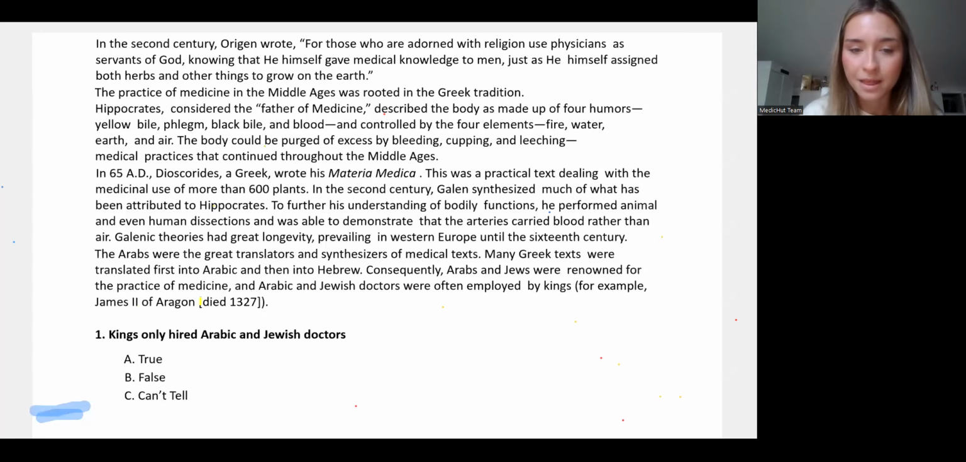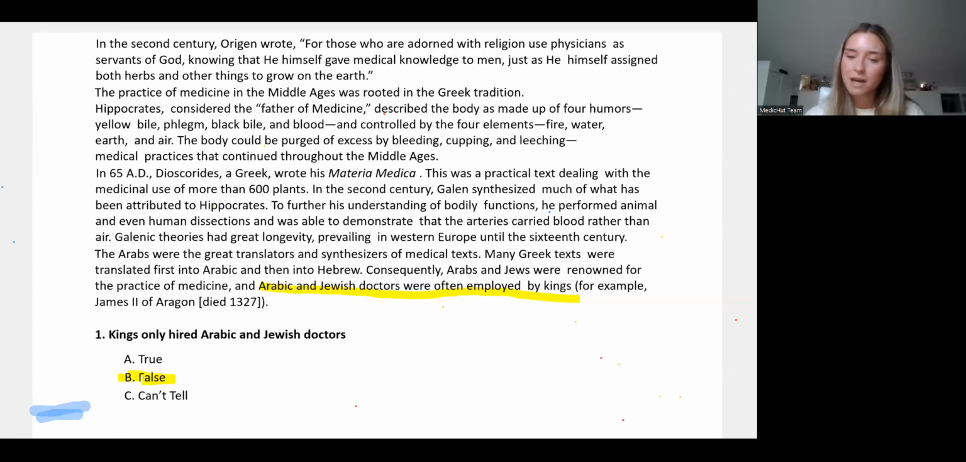You have to read the whole sentence as well. You don't just read the little bit where it's mentioned. So it says many Greek texts were translated into Arabic and then into Hebrew. Consequently, Arabs and Jews were renowned for the practice of medicine, and Arabic and Jewish doctors were often employed by kings. So it says that Arabic and Jewish doctors were often employed by kings. Does that mean that they were the only doctors hired by kings? No. And therefore, really good, the answer for this one is false.